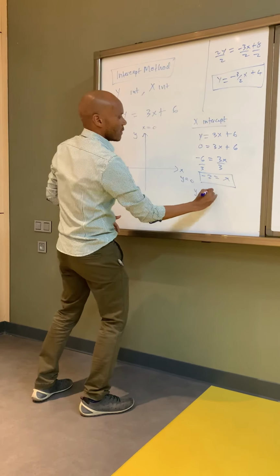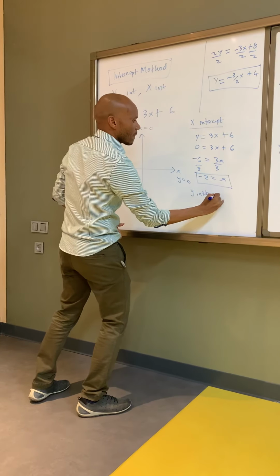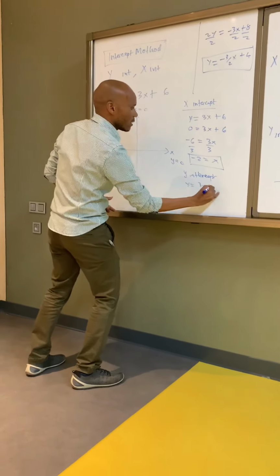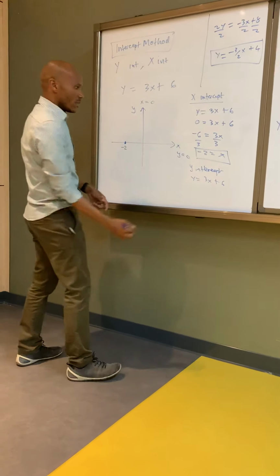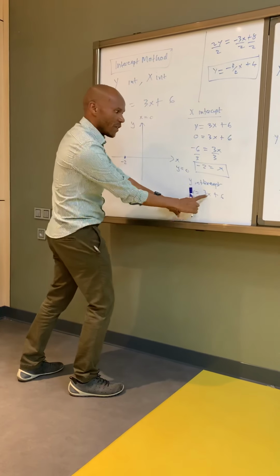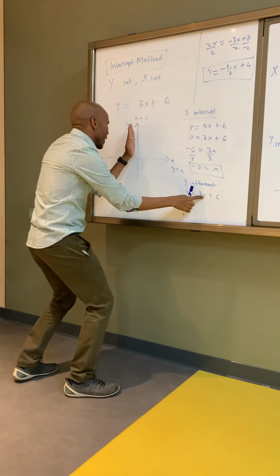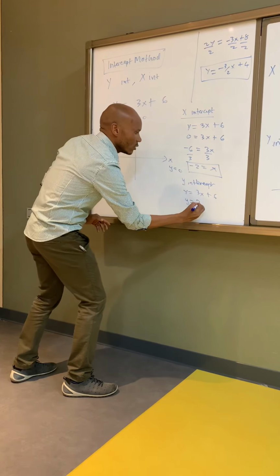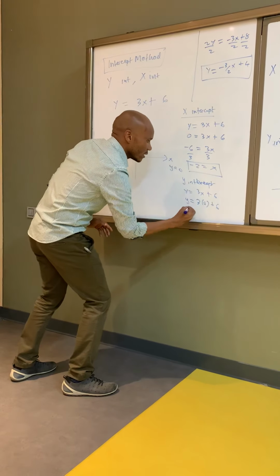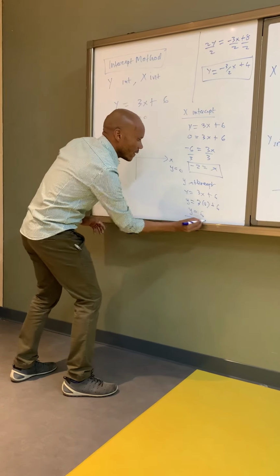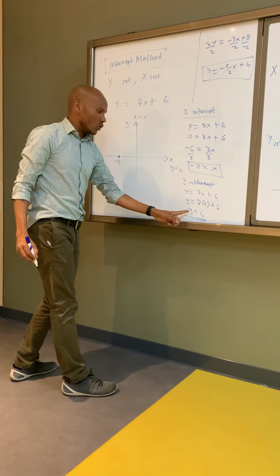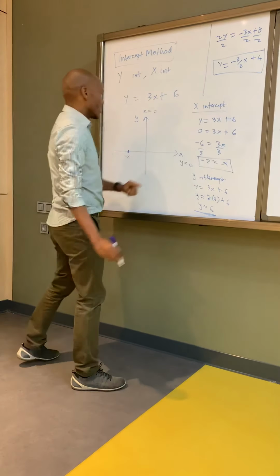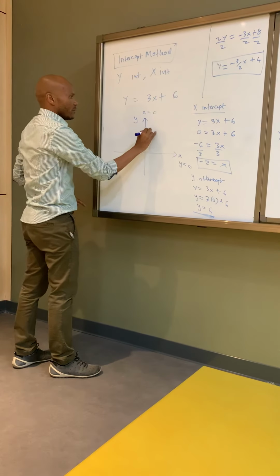Now what about the y-intercept? Y-intercept, y is equal to 3x plus 6. If I need the y-intercept, x has to be 0. Anywhere else here, my x is 0, so y is equal to 3 times 0 plus 6. So y is equal to 6. And it makes sense because your y-intercept is always your c. So then I have my 6.